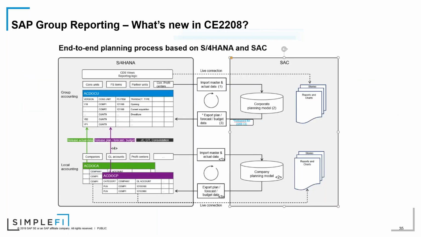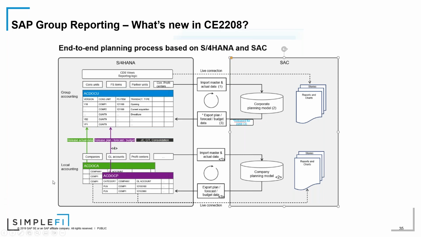This is a bit of an enhanced model showing the SAC integration directly back to ACDOCA Q. There was always SAC integration back to ACDOCA P, which could then come back up and be released and integrated with the ACDOCA Q data. But it's going to be really nice to bring this data directly back into ACDOCA Q and take out a couple of steps.